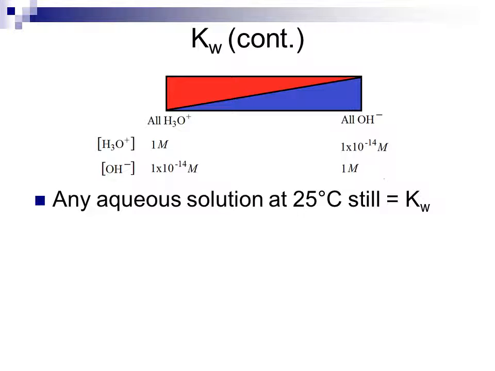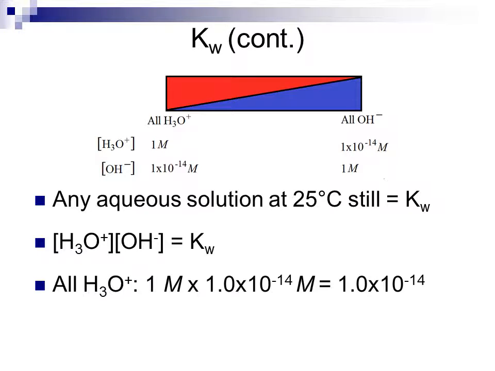Remember that any aqueous solution at 25 degrees Celsius still equals the Kw when the products are multiplied. So looking at our equilibrium expression, concentration of hydronium times concentration of hydroxide equals Kw. If I'm at the all hydronium side of the scale, then the 1 molar hydronium times the 1.0 times 10 to the negative 14 molar hydroxide will give 1.0 times 10 to the negative 14 as the Kw, which is the Kw constant, as it should be.